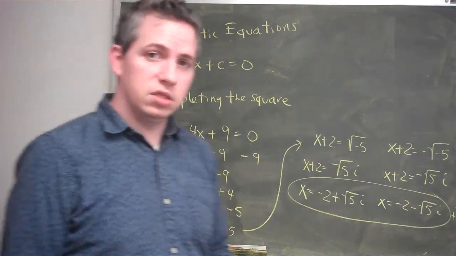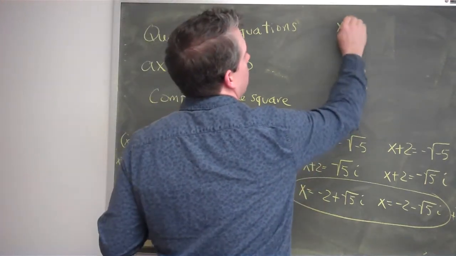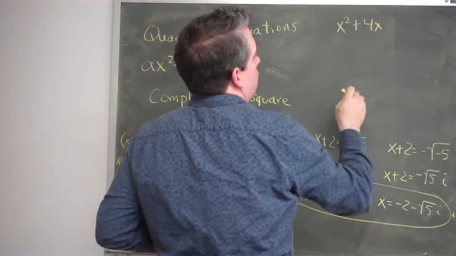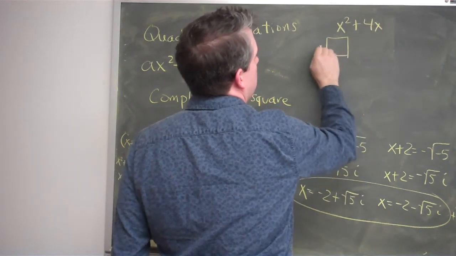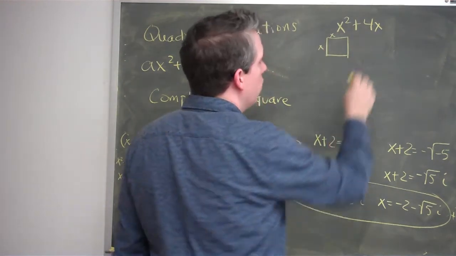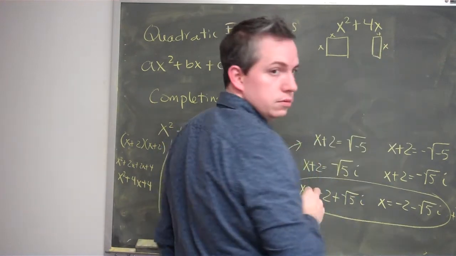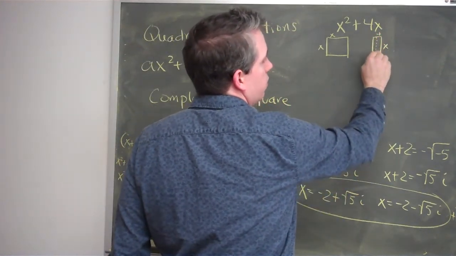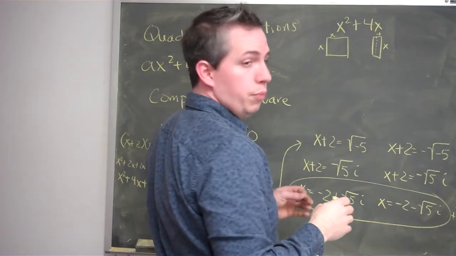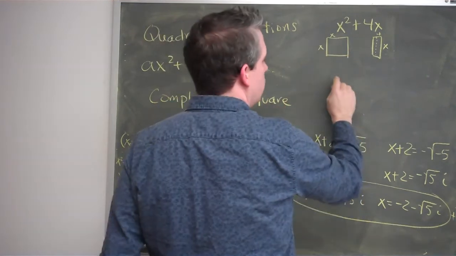Now if you're wondering why it's called completing the square, notice that I've got x squared plus 4x. So x squared is almost like a box, an x by x box. And 4x is almost like a rectangle, a 4 by x rectangle. Now, if I cut that rectangle in half, then I could put one half of the rectangle on the top, one half of the rectangle on the side. So here's what I'm getting.